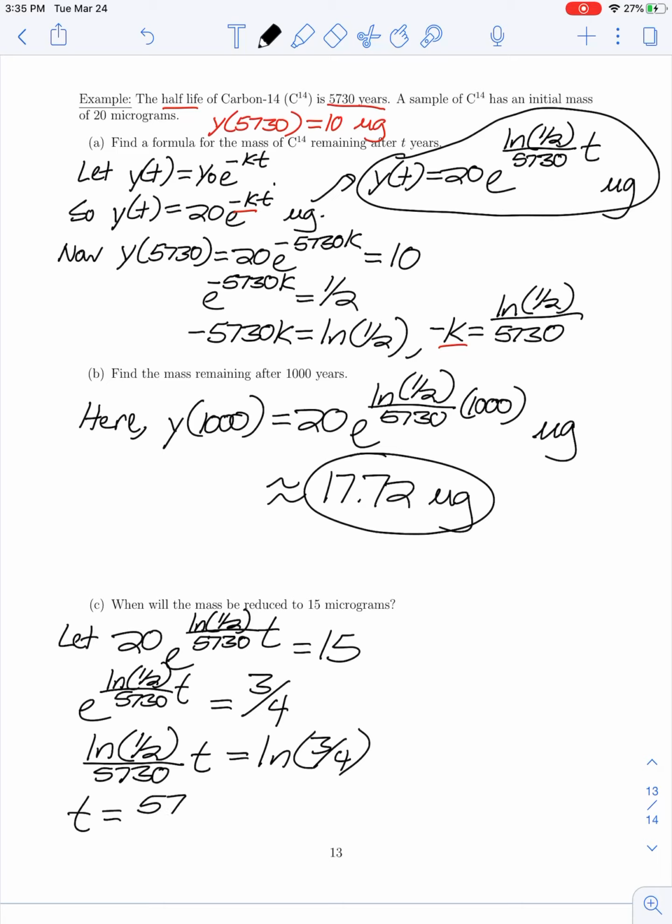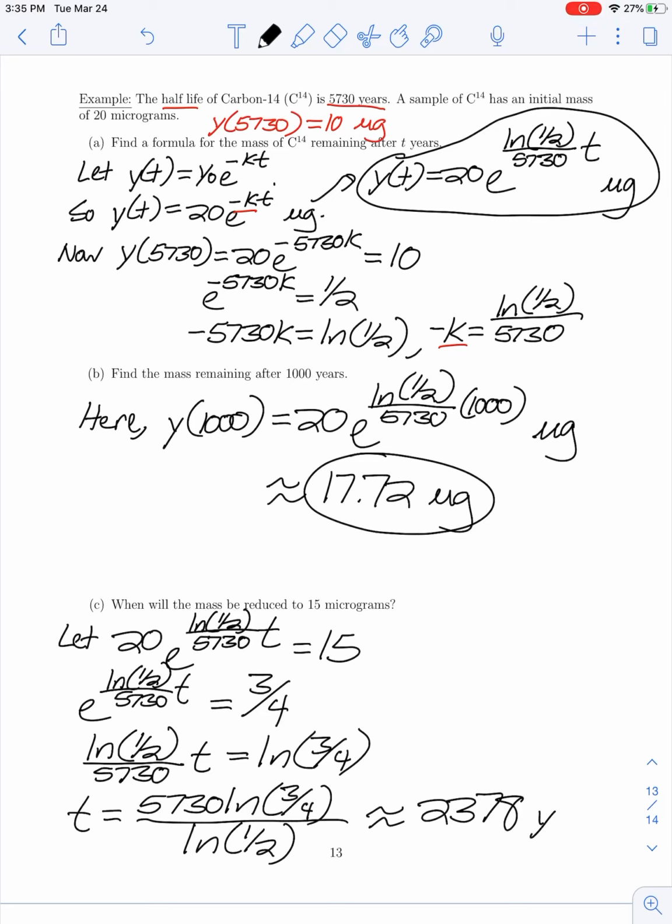And so, finally, solving for t, we multiply through by 5730 and then divide by the natural log of 1/2. And this works out to be approximately 2,378. And again, time here is being measured in years.